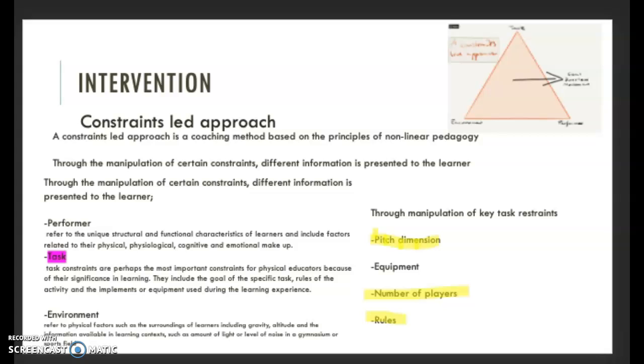Through the manipulation of certain constraints, different information is presented to the learners. So I see there's performer, task, and environment. I'm going to be focusing on the task constraints, as these are probably the most important constraints for physical education because of their significance to learning. They include the goal of a specific task, rules of activities, and implements or equipment during learning experiences. Through manipulation of key task constraints, I'm going to be doing the rules, number of players, and pitch dimensions.